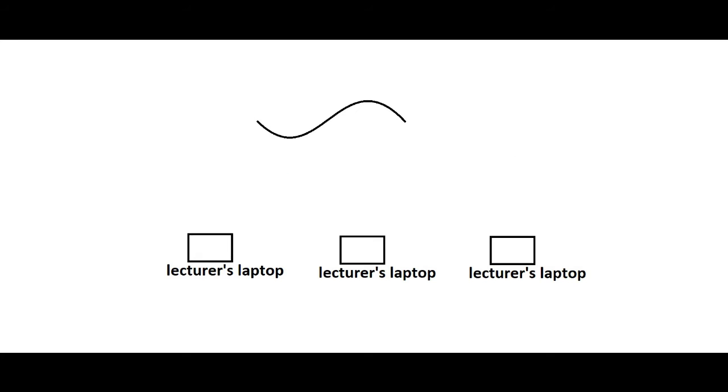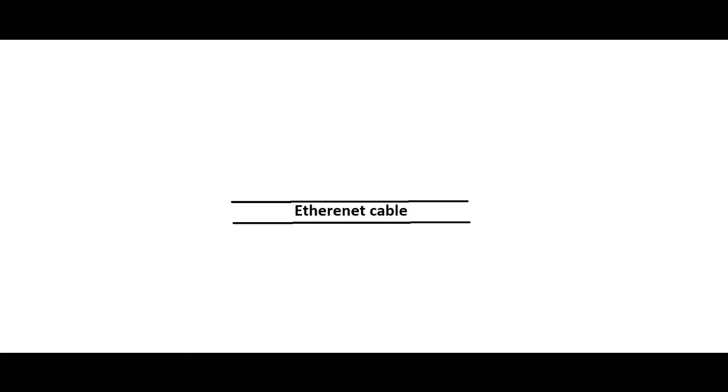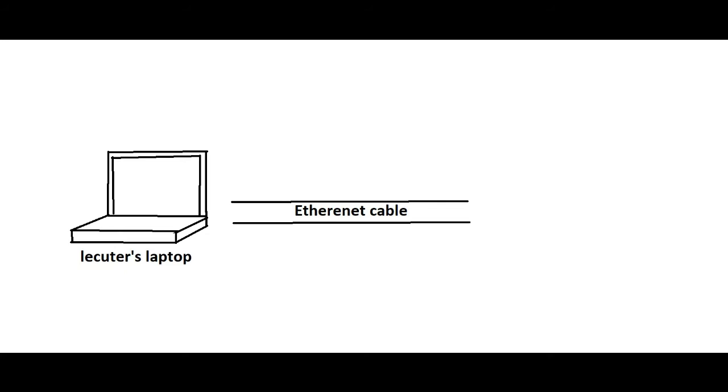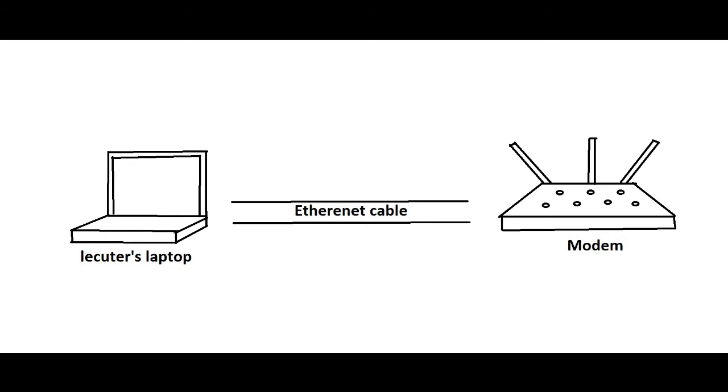Layer 1, physical layer. In this layer, the binary will be converted into signals and will travel through all over the local media. In this scenario, let's consider that the lecturer is using an Ethernet cable to connect from his laptop to the modem. That means the data will travel through the Ethernet cable.